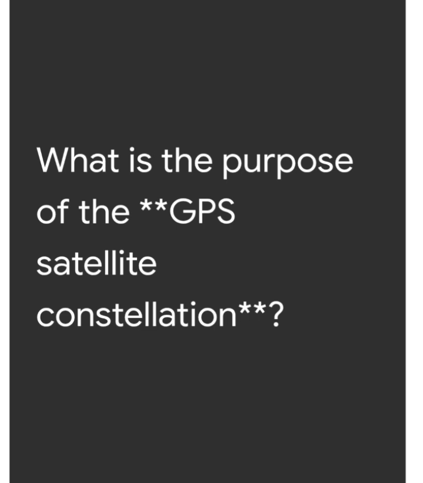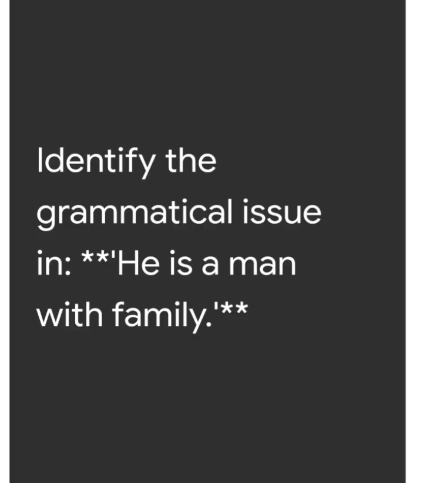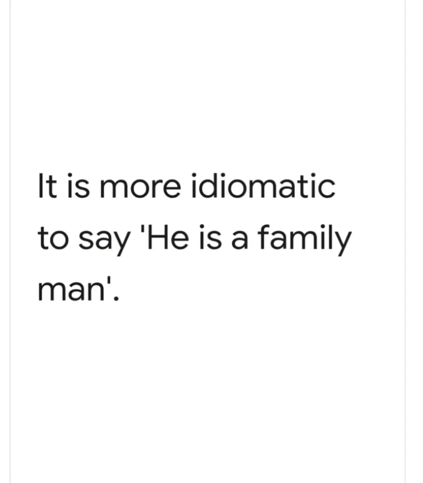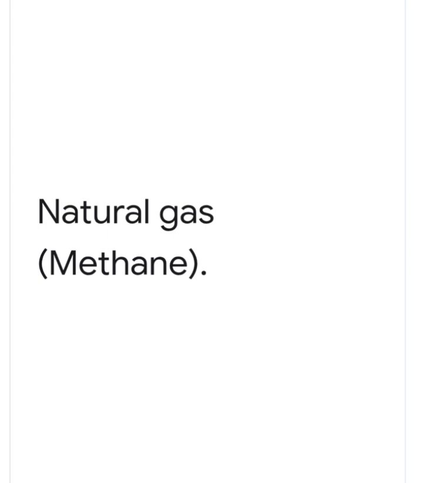Next question: what is the purpose of the GPS satellite constellation? To provide precise geolocation and time information to receivers. Identify the grammatical issue in: he is a man with family. It is more idiomatic to say, he is a family man. Which gas is often referred to as Sui gas in Pakistan? Natural gas, methane.